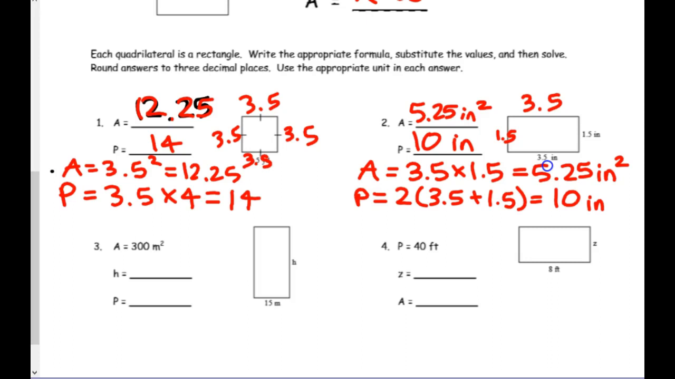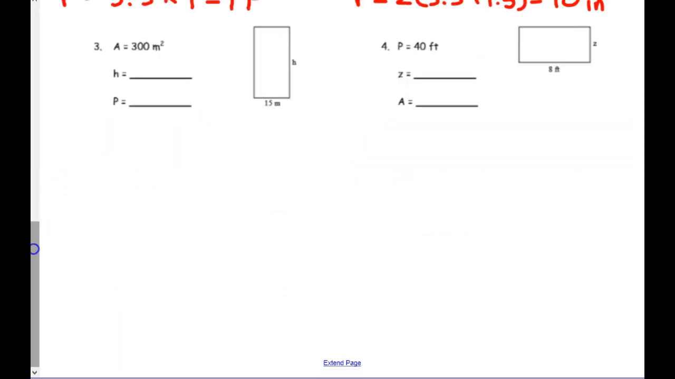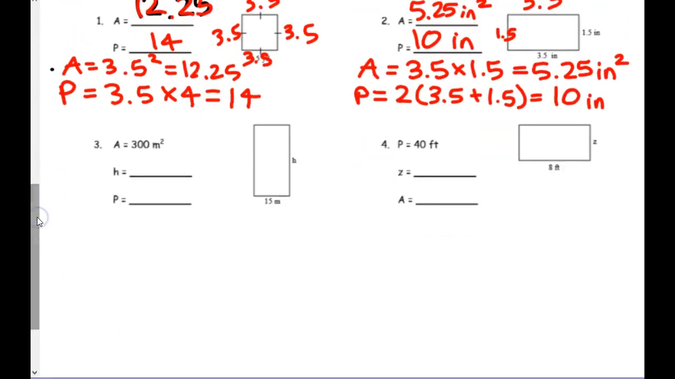Now, what's weird about number 3? We have no h, and we start with the area. So we're going to think kind of backwards, okay? So let's do that. The formula for the area is, for a rectangle, length times width, right? That's the original formula. So I'm going to plug in what I know.